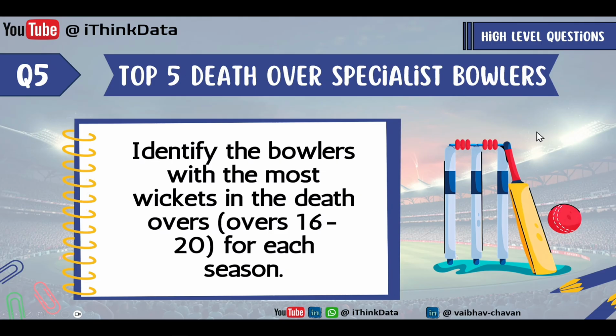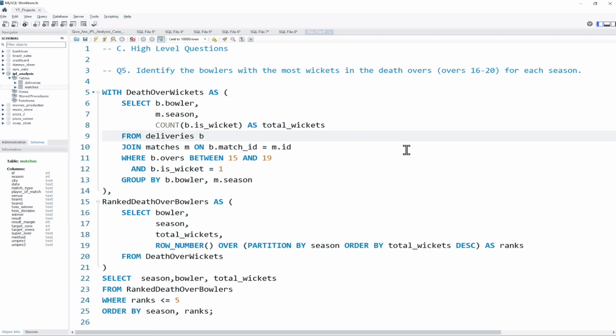In the high level questions, our last question is the top 5 death over specialist bowlers. The question is: identify the bowlers with the most wickets in the death overs, that is over 16 to 20, for each season. In this question we are focusing on the bowlers who have made a huge impact during the most intense and pressure filled part of the game, that is the death overs.